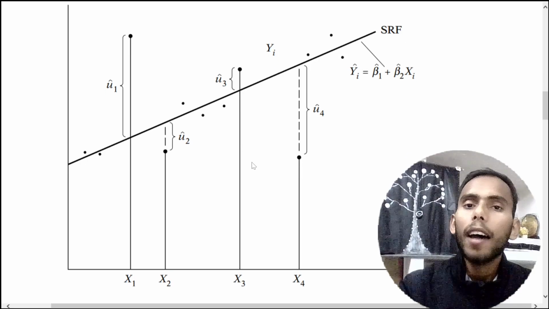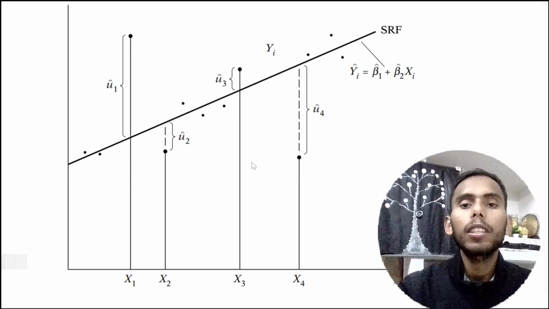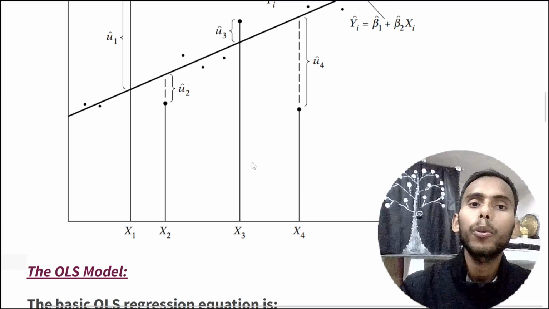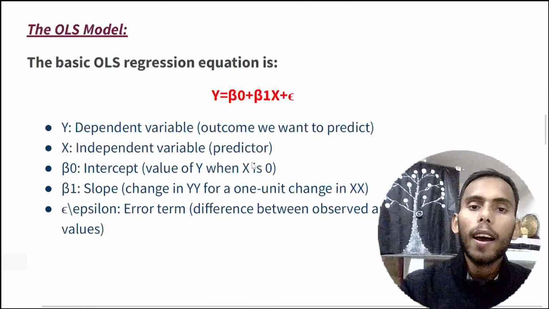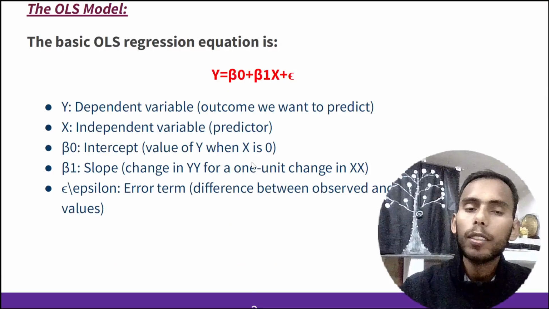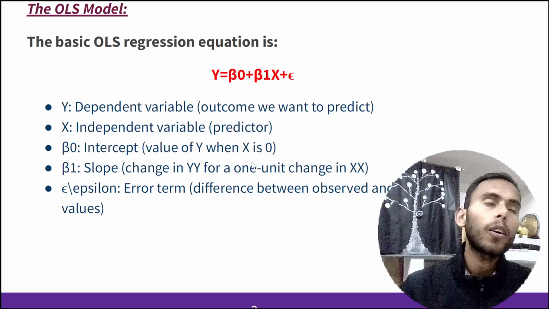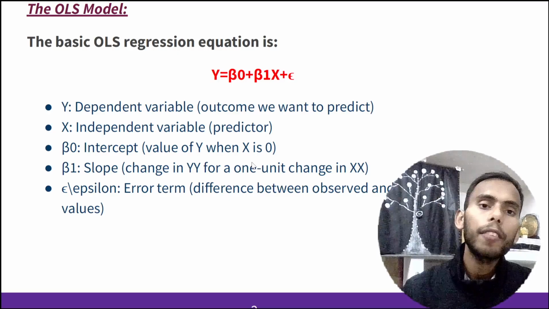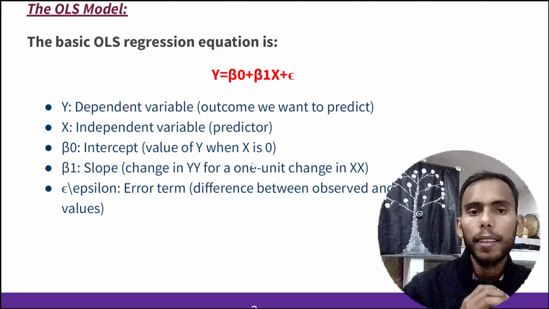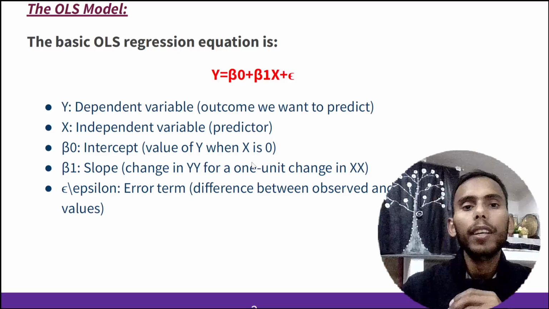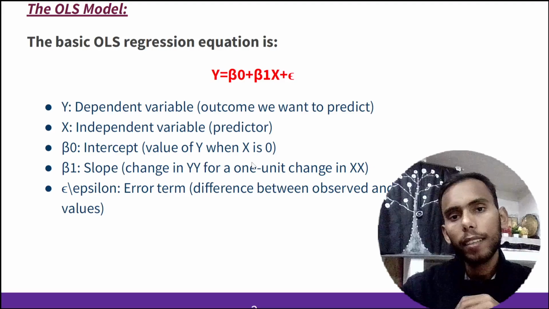So our job is to reduce the squared value of U1 cap, U2 cap, or UN cap. The more we reduce the value of our squared form, the more accurate our OLS estimate would be. If we try to make the OLS model in a mathematical form, then we would get y equal to beta 0 plus beta 1x plus epsilon.